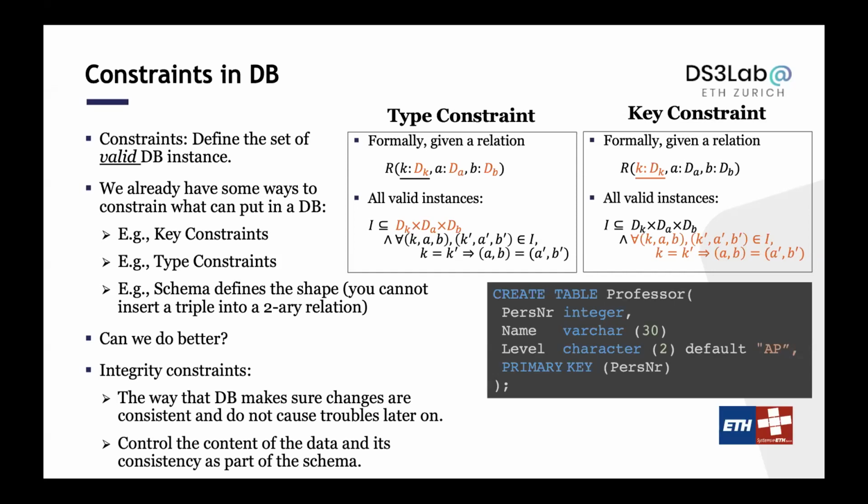It is also the way that the database tries to control the content of the data and its consistency as part of the schema. So whenever you are defining the database schema, the relational schema, that is where you put all those integrity constraints that we are going to talk about today.